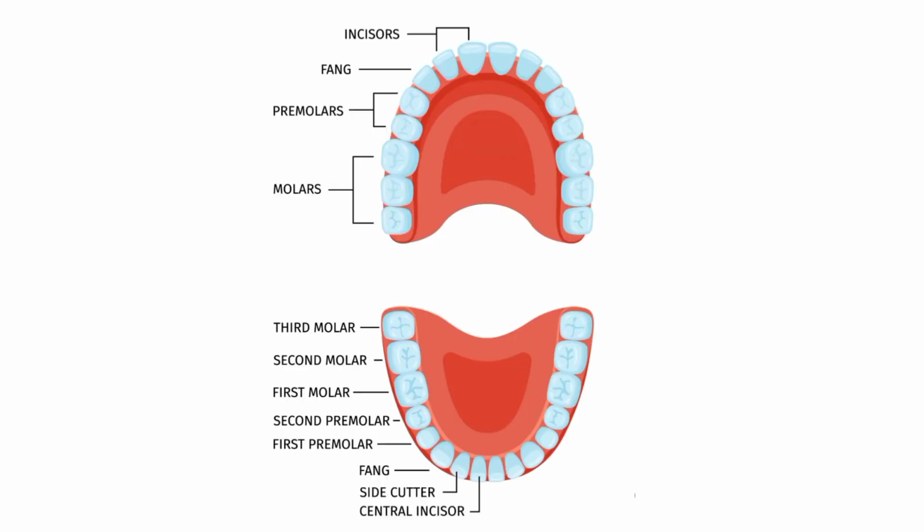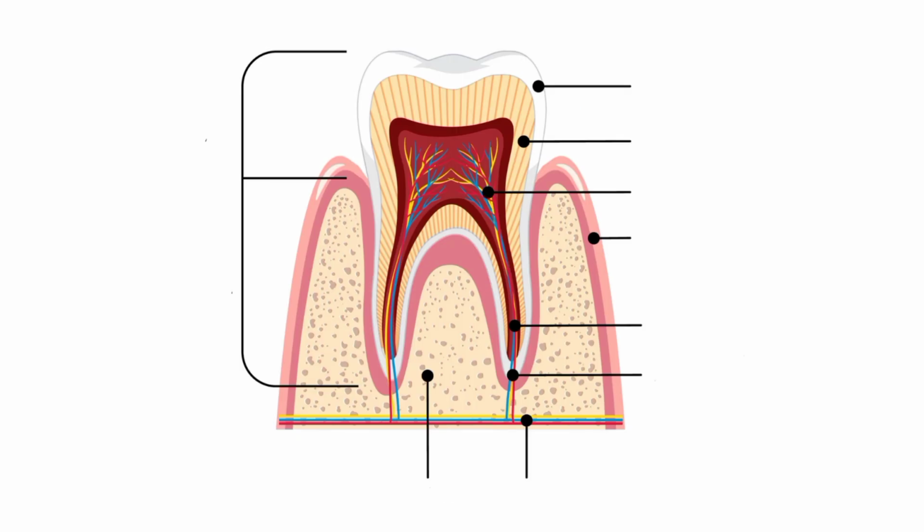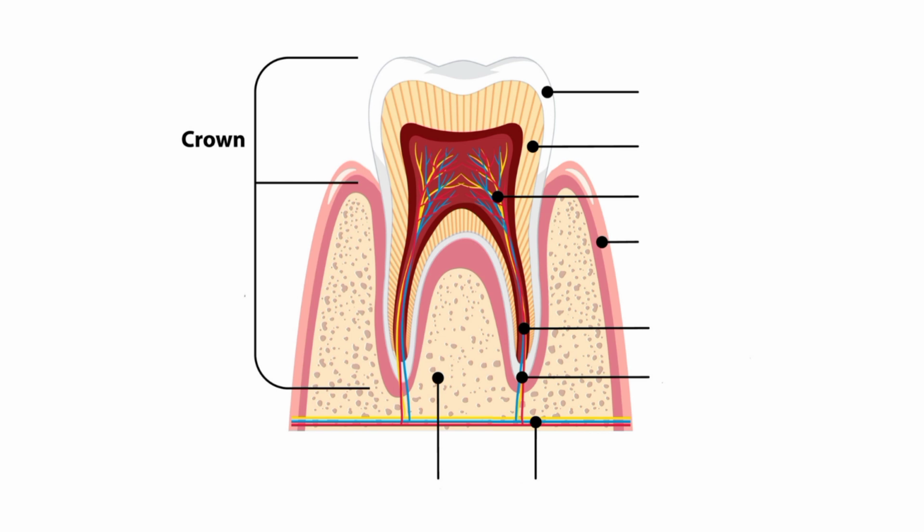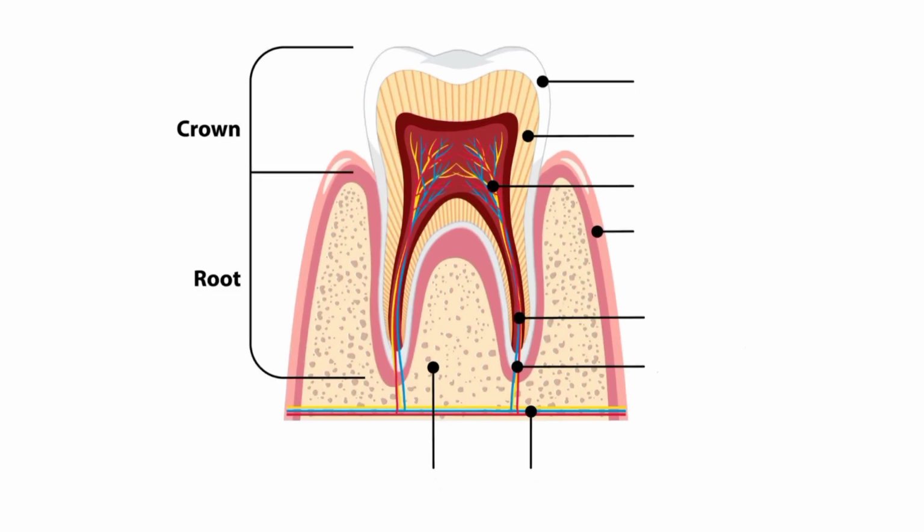Alright, so those were the names of our teeth. Now we are going to look at the structure of the tooth. Crown. Root.